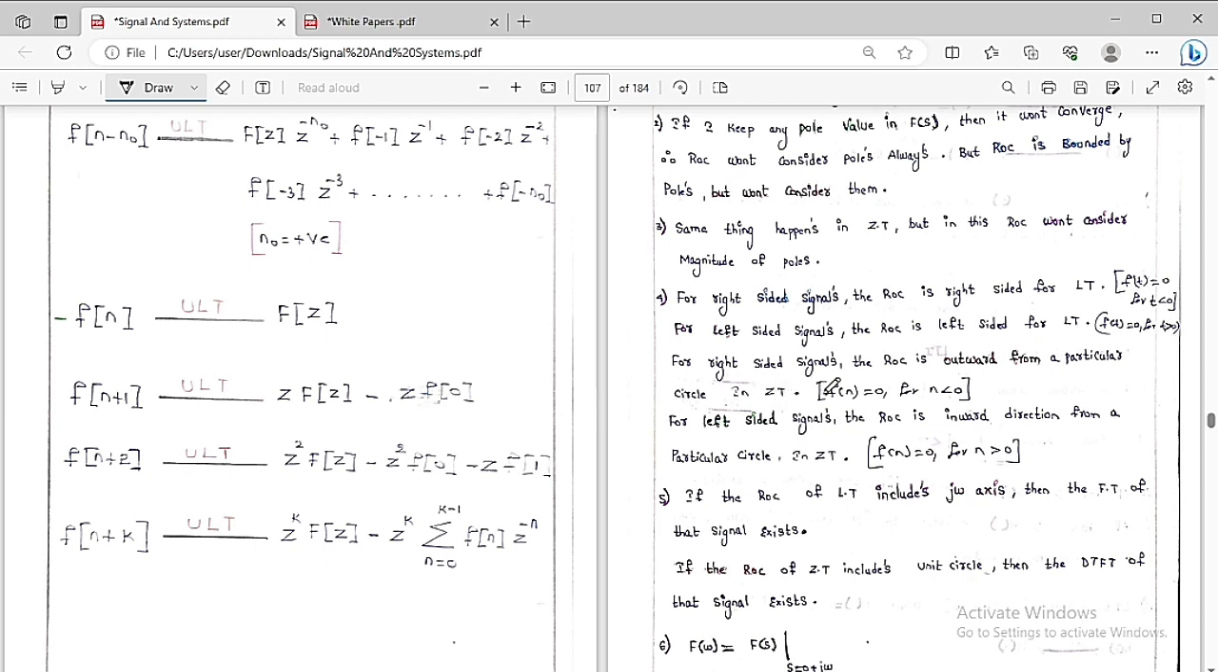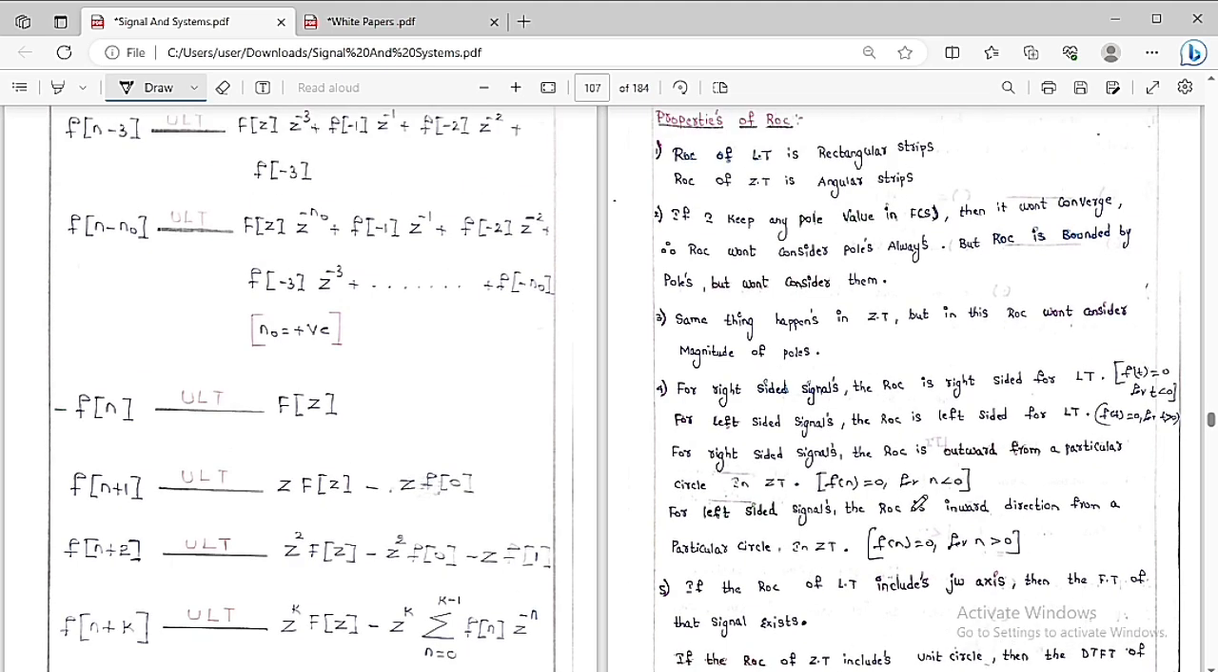For right-sided signals, the ROC is outward from a particular circle in the Z transform, where f of n is equal to 0 for n less than 0. For left-sided signals, the ROC is in the inward direction from the particular circle in the Z transform, where f of n is equal to 0 for n greater than 0.